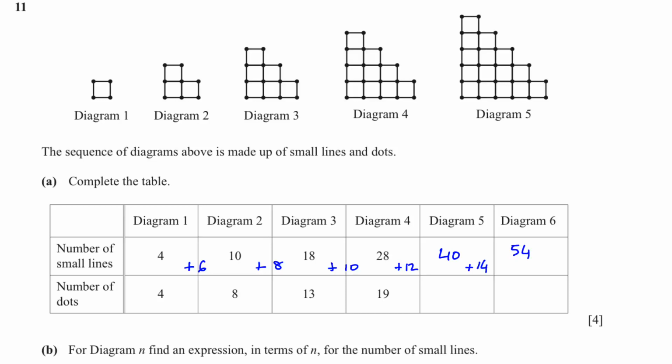For the number of dots, we can see that 4 plus 4 is 8. 8 plus 5, 13. 13 plus 6, 19. Every time we are adding 1. Therefore, it will be 19 plus 7, 26. 26 plus 8, 34.